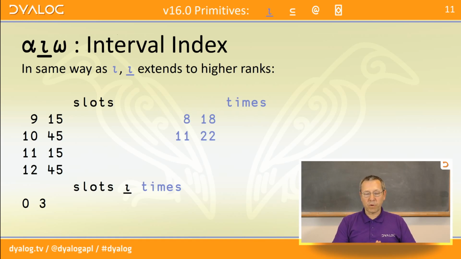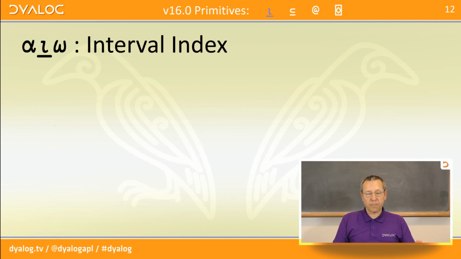8:18 is before the beginning of the first slot, which gives us a 0. 11:22 is in the third slot.